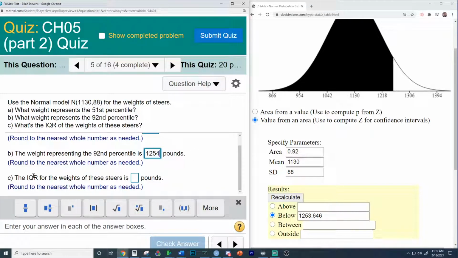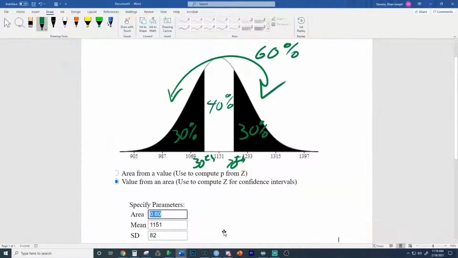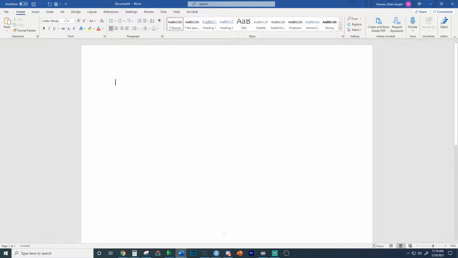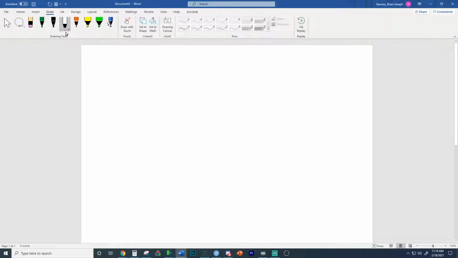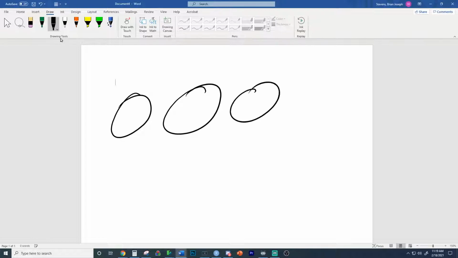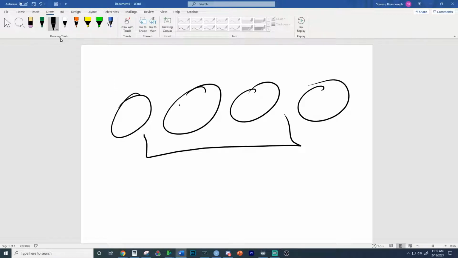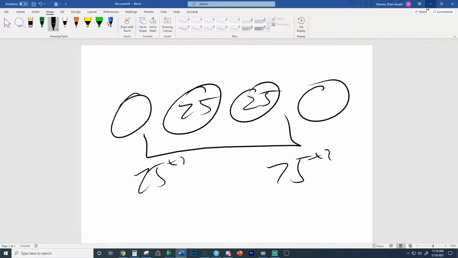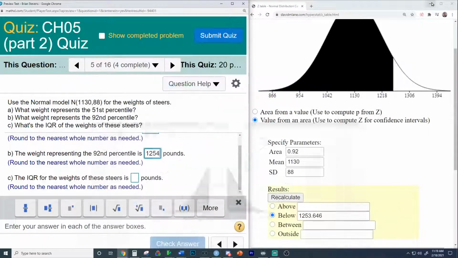The IQR is the interquartile range. Every time you think of the IQR, you should immediately think of your four quarters. Go to your four quarters and draw in a color that is visible. The IQR represents the middle 50%. It's the interquartile range, so it's the middle 50%. It goes from the 25th percentile through the 75th percentile. And so now we know what it means.